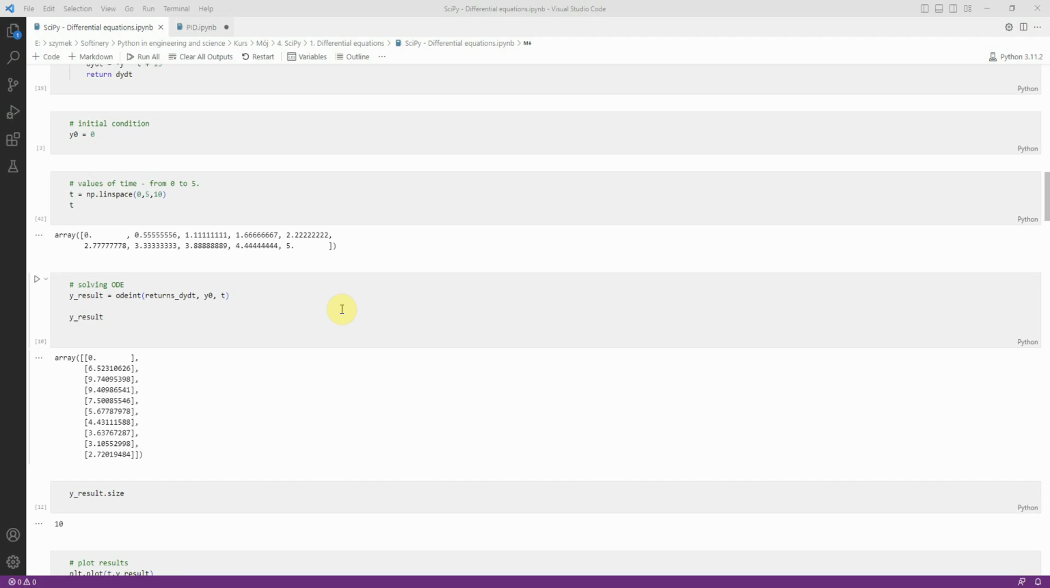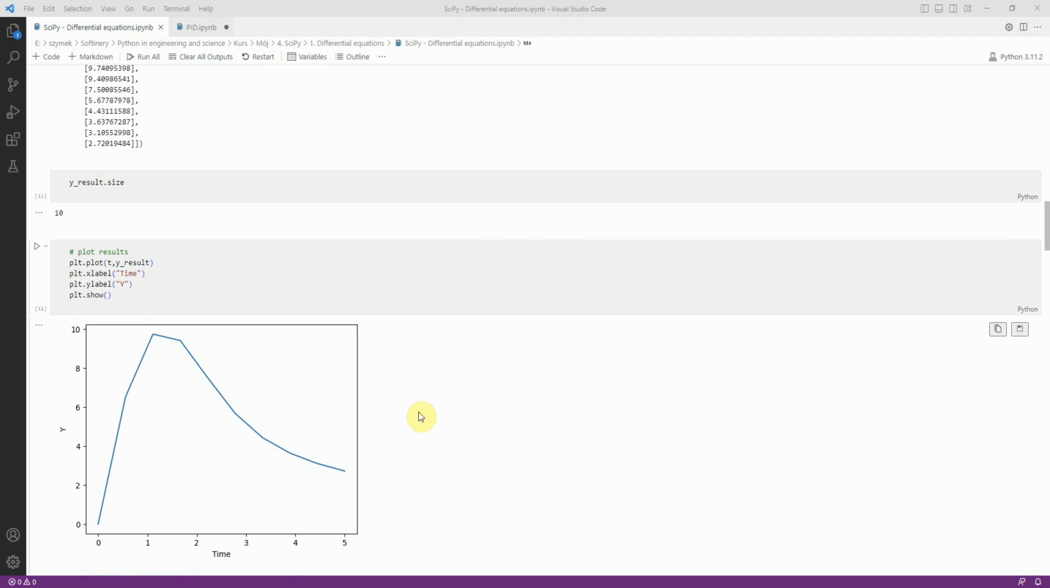If we take a look at it, we will see that it is an array and it has 10 elements. Each element in this array corresponds to a time value in the array. So the first value is y at time equals 0, the second one is y for time equal 0.55, and so on.